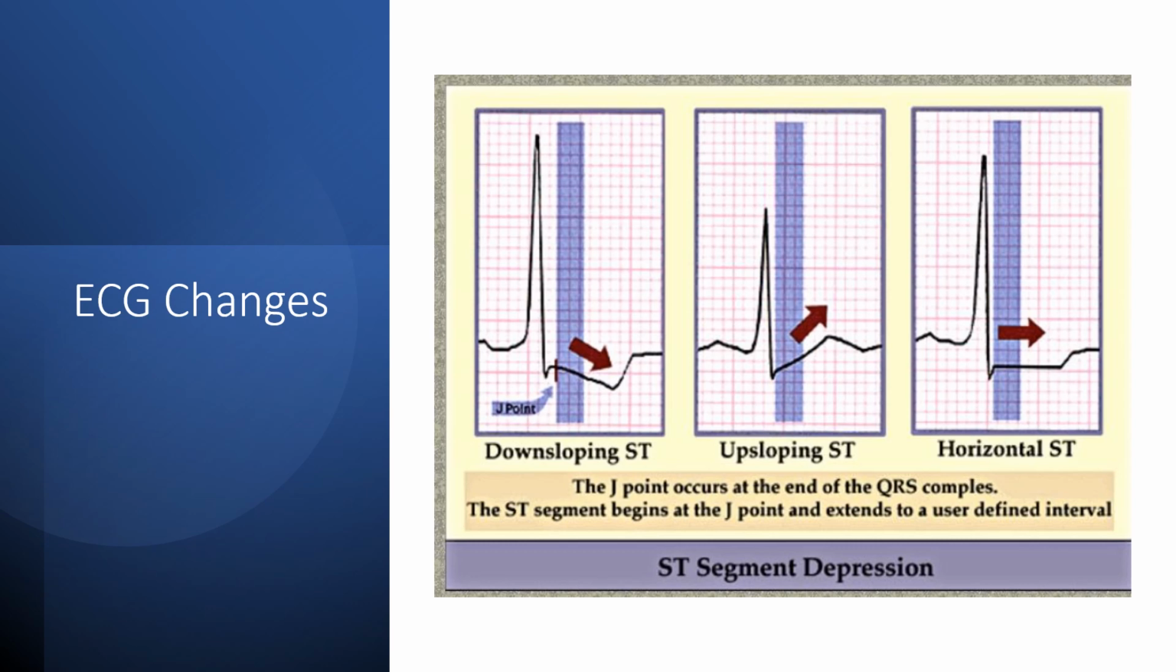Once again, a pictorial description of different types of ST segment depression. The first one is the downsloping ST segment depression, which is most specific for true ischemia. The upsloping ST depression is often seen with faster heart rates, and the horizontal ST depression is also sensitive and specific for ischemia.